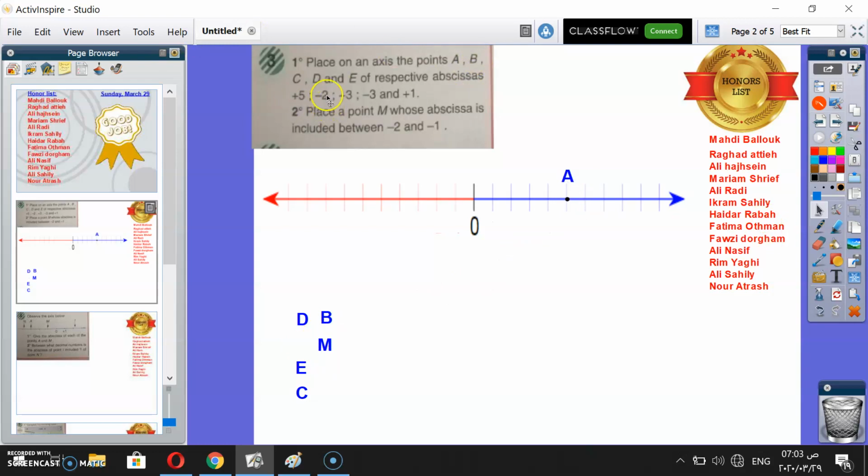Abscissa of B is -2. Here is 0, -1, and -2. So B is here, -2. You can write below B -2 and below A +5. Abscissa of C is +3. So +1, +2, and the +3 here.